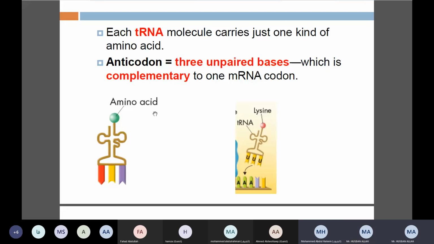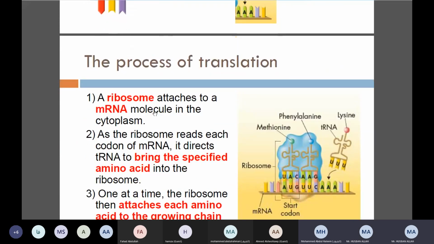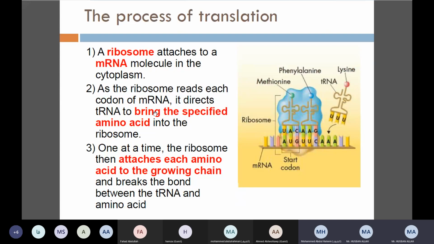You don't have the book, but in the book the diagram is very clear. The process of translation is shown there, how the entire process will occur in the case of protein synthesis.